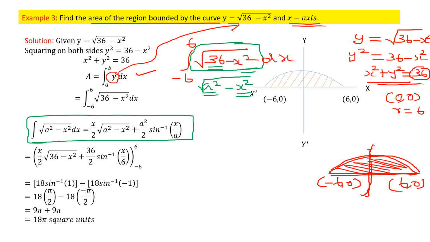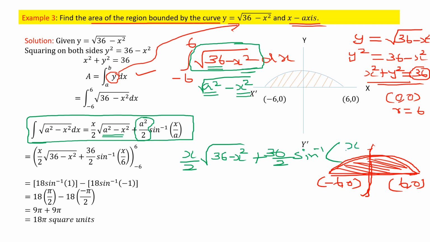So just rearranging this, I will get x by 2 square root of, see the formula here, a squared minus x squared. So in place of a squared I have 36. So let me write 36 minus x power 2 plus a squared divided by 2. So once again for a squared I have 36 by 2 sine inverse of x by a. So that is x by 6. So this whole thing I have to substitute the limit minus 6 to plus 6.